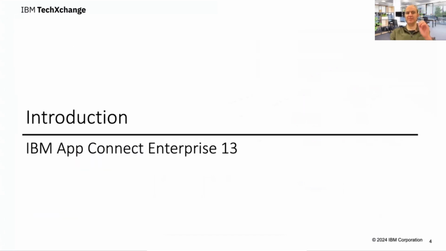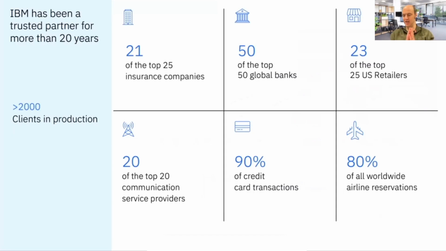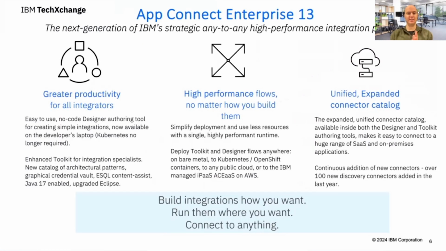So, App Connect Enterprise 13. It is the new version of ACE, the third in the line where it's been called App Connect Enterprise. And it's still a very trusted product. The product has been going now for over 20 years. It's still used in a lot of the top companies around the world, in credit card transactions, airline reservations, retailers, banks. So it's still a very important product, used by over 2,000 clients in production around the world. ACE 13 is the latest in that line of products. It came out in mid-September this year, 2024, and it's our newest version.